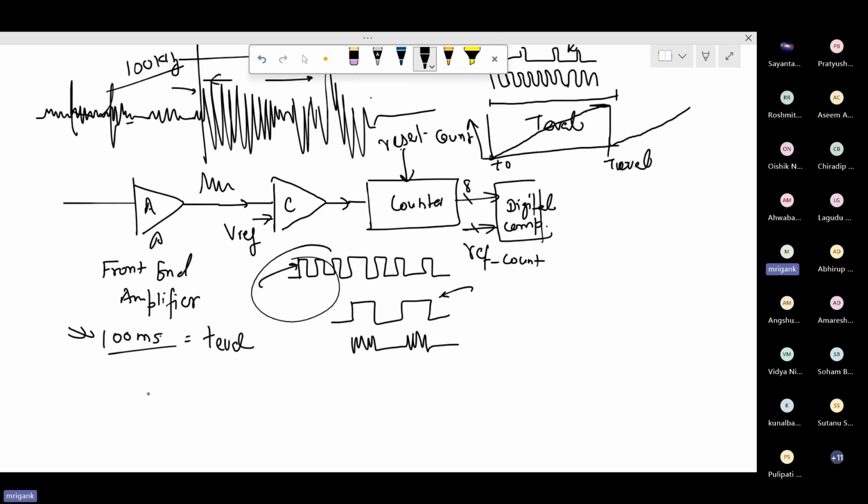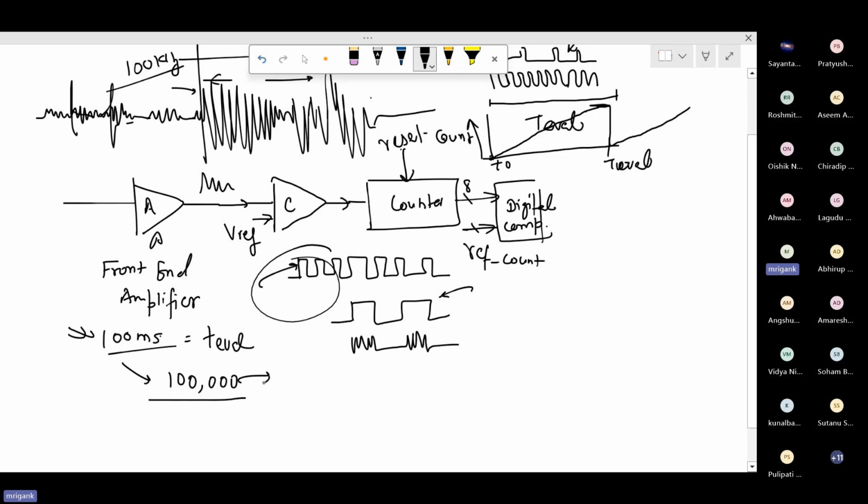Within 100 milliseconds, what should be the maximum count value? Now, if the maximum frequency content is around 100 kilohertz, how many pulses are we expecting within 100 milliseconds? 100 into 1000, so 100,000, right? Within this duration, you're going to get 100,000 pulses. We may not need to count all of these.